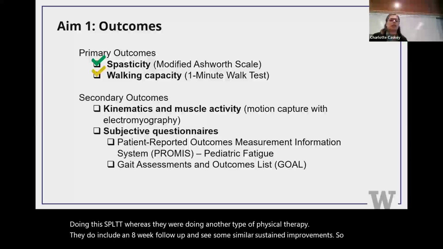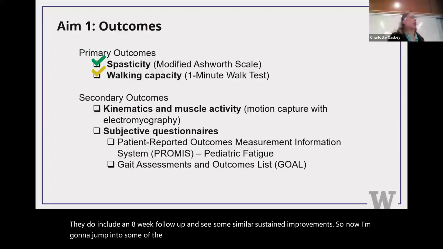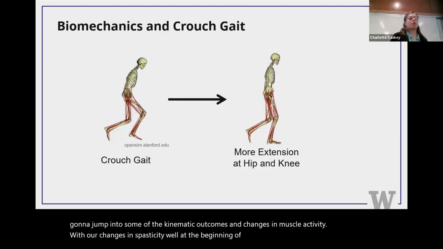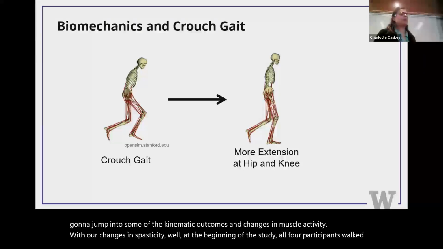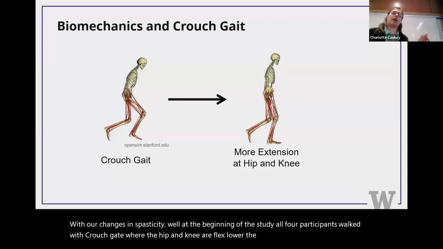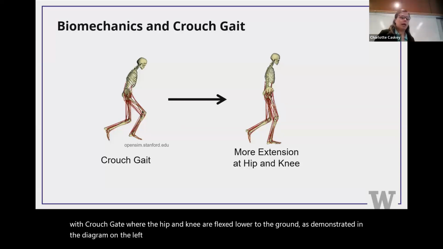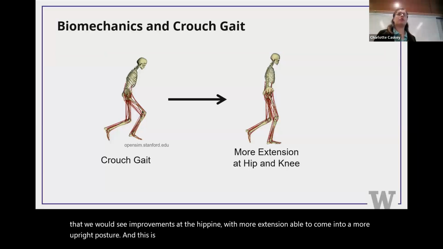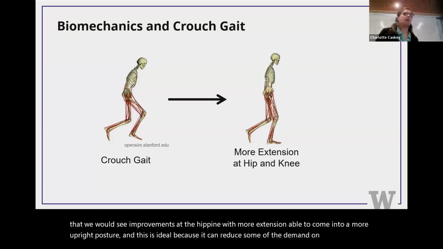So now I'm going to jump into some of the kinematic outcomes and changes in muscle activity. With our changes in spasticity, well, at the beginning of the study, all 4 participants walked with crouch gait, where the hip and knee are flexed lower to the ground, as demonstrated in the diagram on the left here. And with these improvements in spasticity, we hypothesized that we would see improvements at the hip and knee with more extension, able to come into a more upright posture.